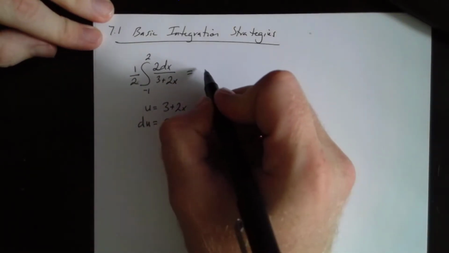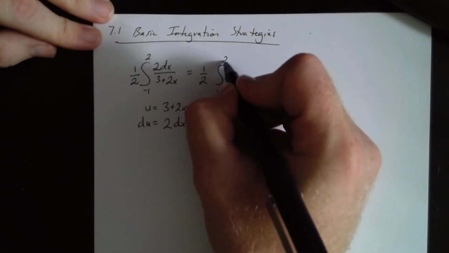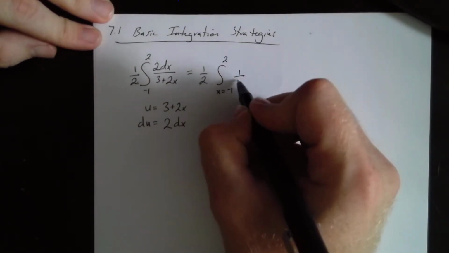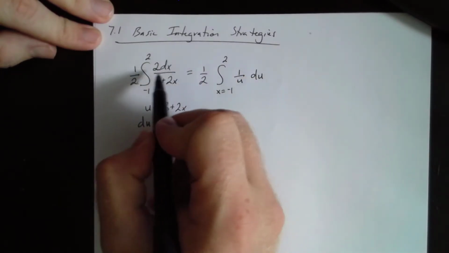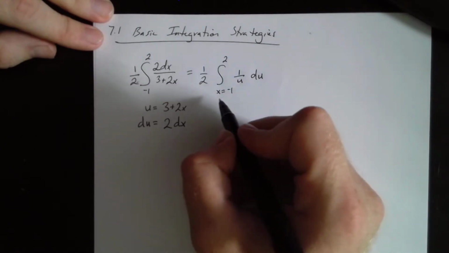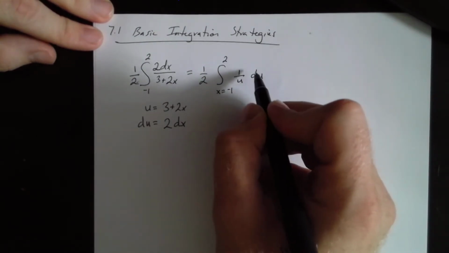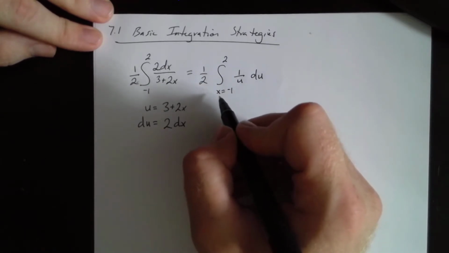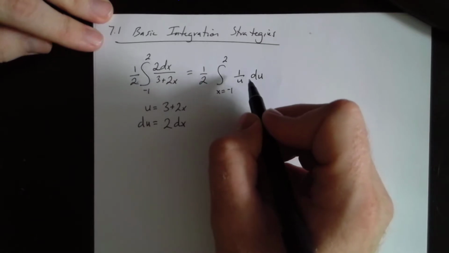So with that substitution, I'm going to have 1/2 integral from x equals -1 to 2 of 1 over u du, because I'm still going to have a constant 1 up here, and this whole thing becomes u. The reason I transition to writing x equals here is because this integral is now in terms of u. If you don't put x equals here, you're telling me that the integral is from -1 to 2 in terms of u, and that's not true.